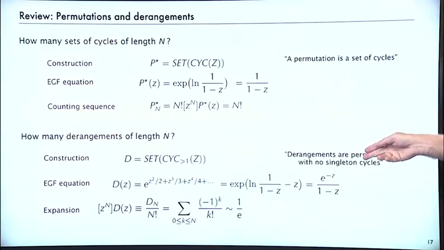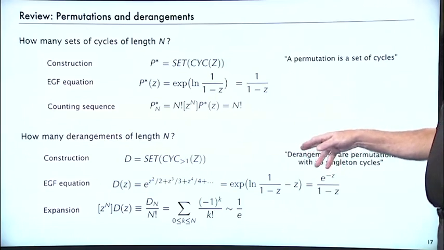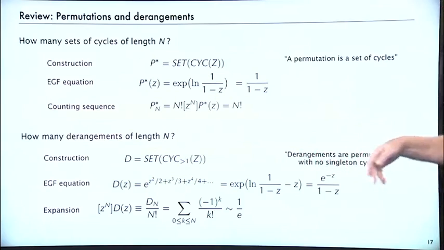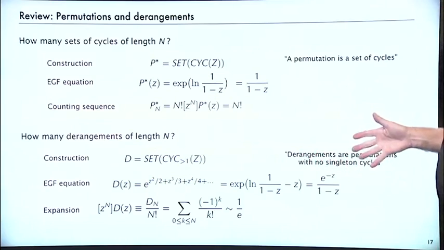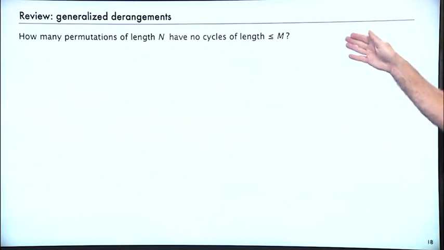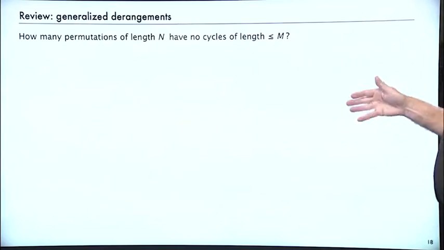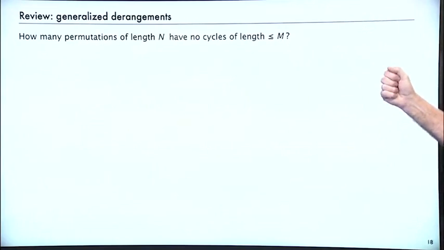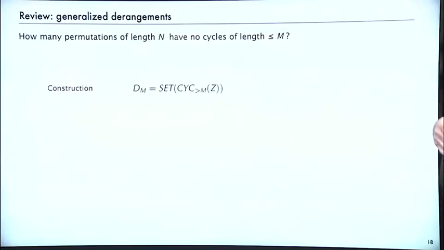So the coefficient of z^n is a convolution, which is the sum of minus 1 to the k over k factorial, which is asymptotic to 1 over e. And then we did the generalized derangements, if we restrict to no short cycles of length less than or equal to parameter m.